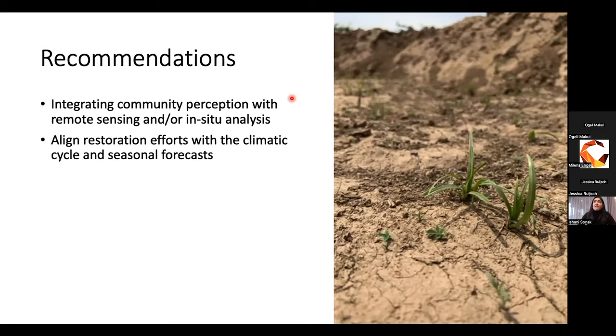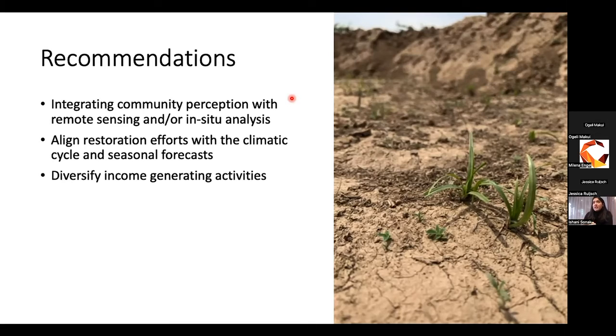But the second most important recommendation, having experienced these drought conditions in the region, was that it can reap better results or better impacts if the restoration efforts are aligned with the climatic cycles or the seasonal forecast of the region. So it will be easier to have a positive impact if the restoration efforts, especially the physical restoration efforts, are in tandem with the climatic cycle.